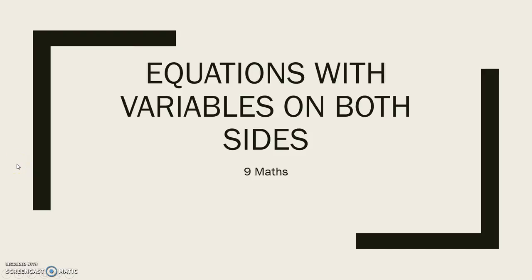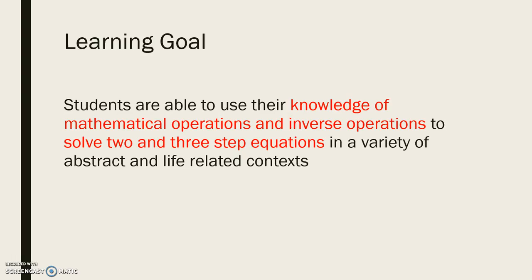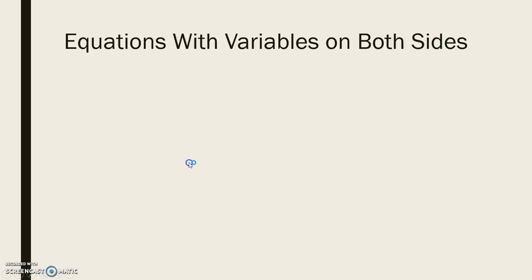So this is something new for us in Year 9, and we're looking at equations with variables on both sides. Everything up to this point has always had the variable, whether it's x or m or q, on one side of the equation, either the left or the right hand side. This time, sometimes we have variables on both sides. So our learning goal hasn't really changed, we're just looking at a different type of that problem.